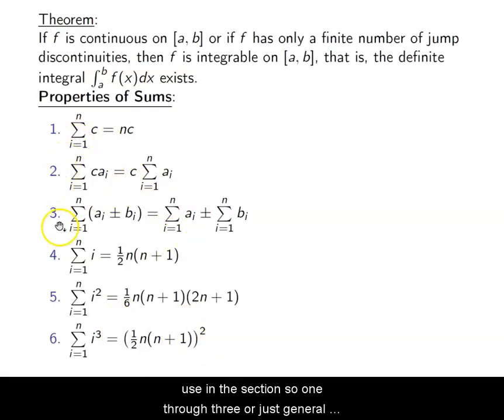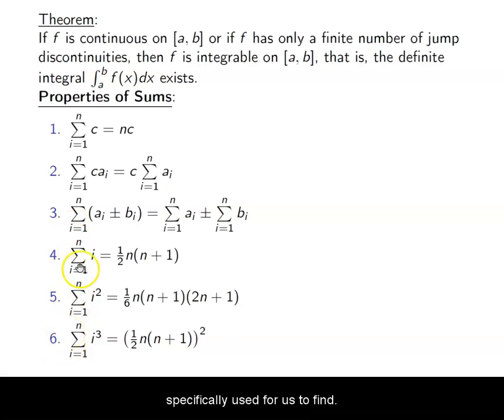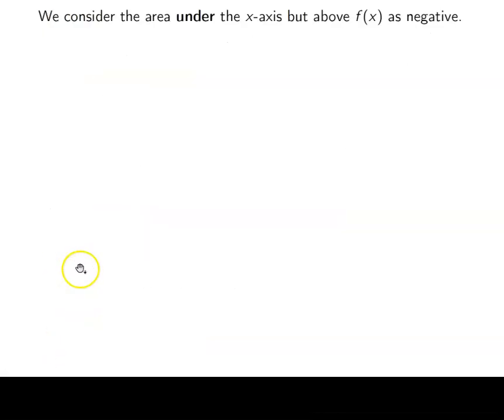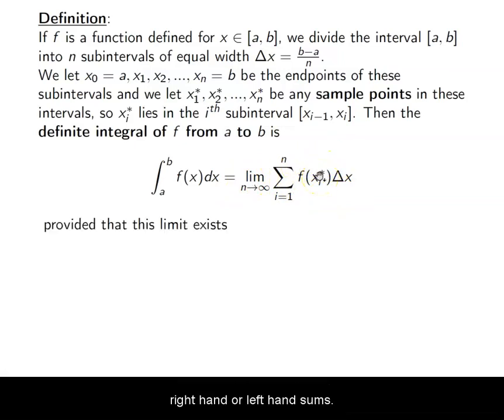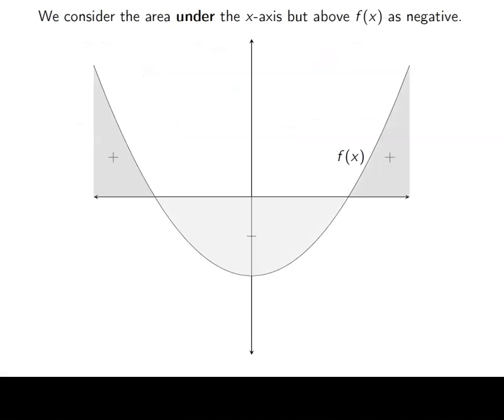So 1 through 3 are just general properties of sums. 4, 5, and 6 are going to be specifically used for us to find these definite integrals, right? We're going to find definite integrals by taking the limits of these summation notations for right-hand or left-hand sums. All right.